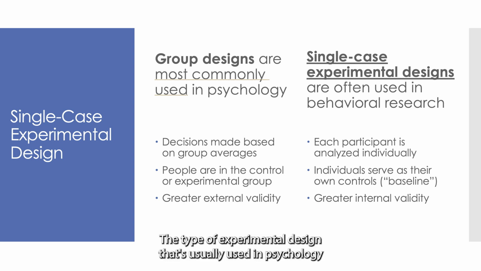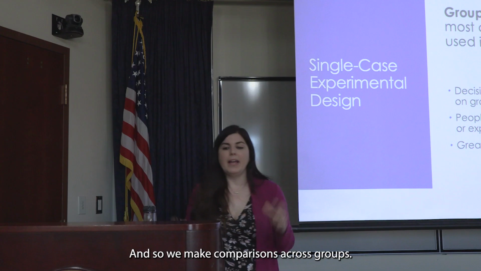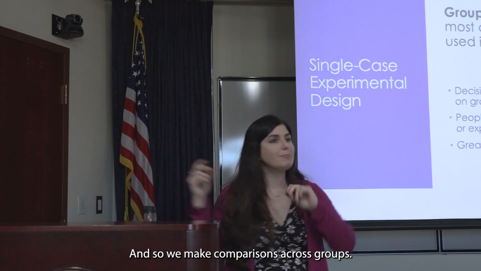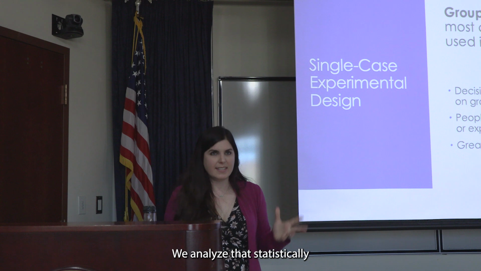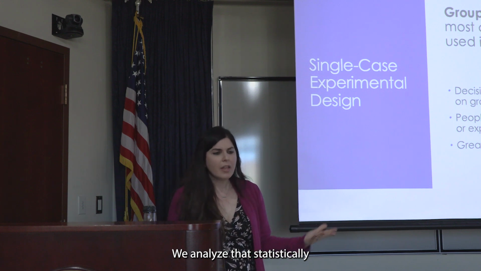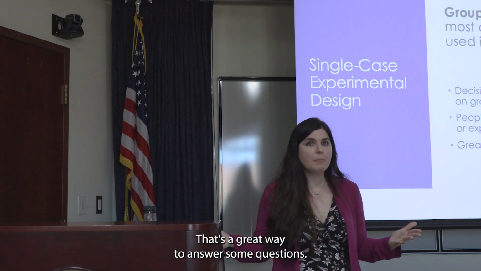The type of experimental design that's usually used in psychology is something called a group design, where essentially we have Group A, our experimental group, they get whatever intervention. Group B is our control group, they don't. And so we make comparisons across groups, we average, we analyze that statistically. That's a great way to answer some questions.